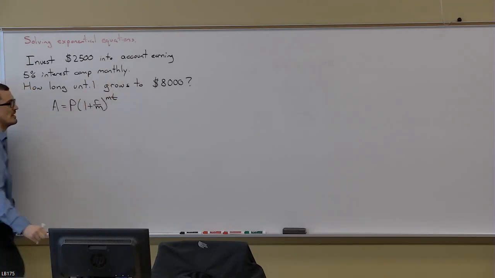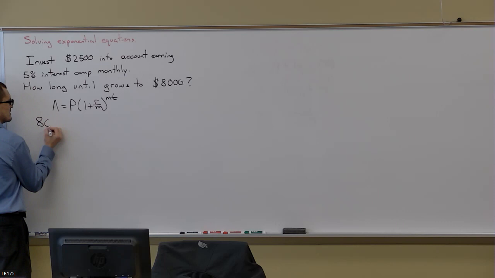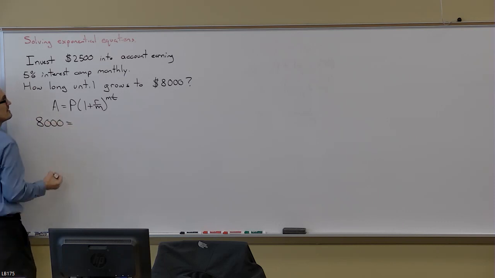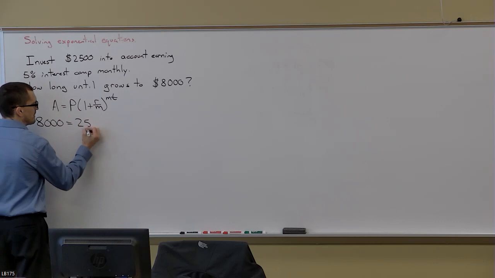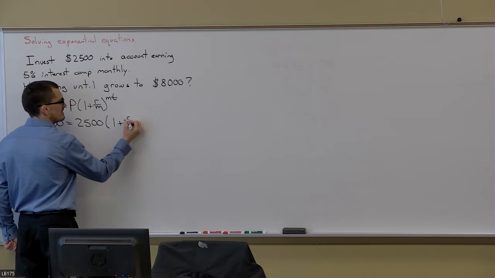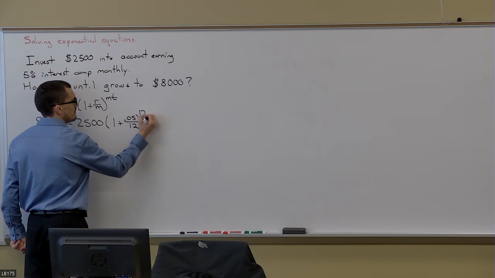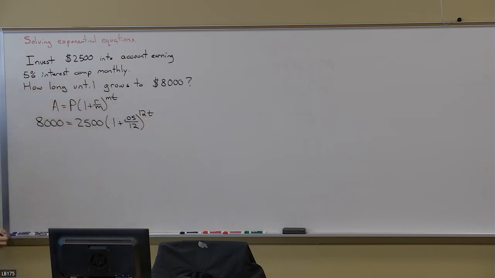Since we're compounding monthly, I'm going to use A equals P times (1 plus r over m) to the mt. My final amount is going to be 8,000. My initial amount, my principal, is 2,500. My rate is 0.05. m is 12. And the t is the thing that I don't know. I want to know how long it's going to take until we get to 8,000.